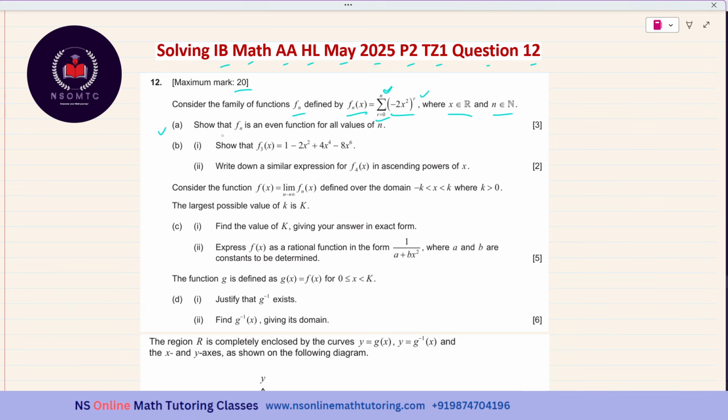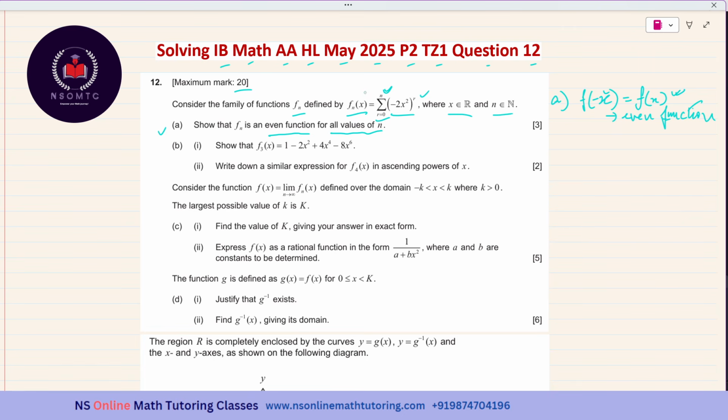Part A's question is show that fn is an even function for all values of n. So for even functions, what is the definition of an even function? It is f of negative x should be equal to f of x. So this is the definition of an even function. So in place of x in the expression of f of x, if we substitute negative x, that will be the expression of f of negative x.